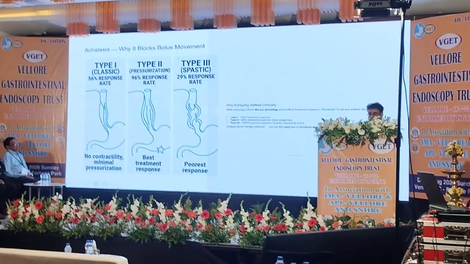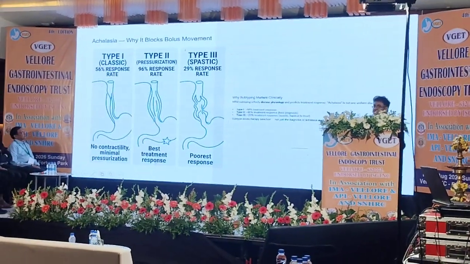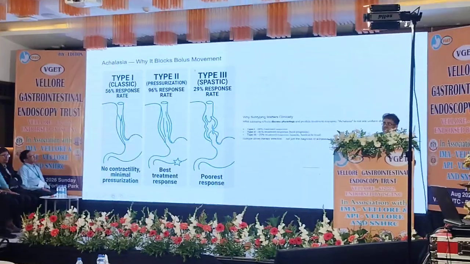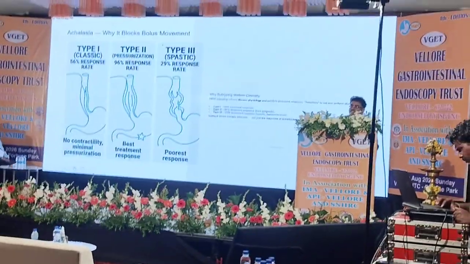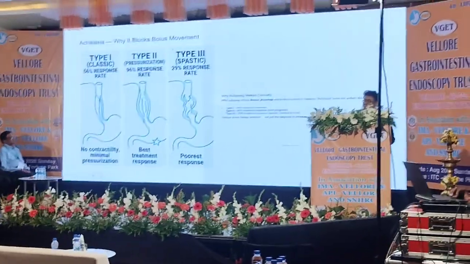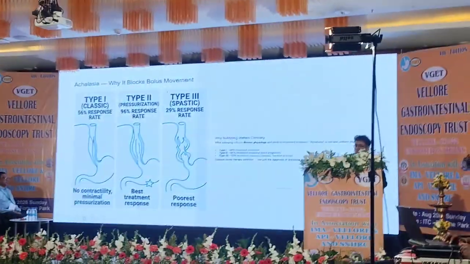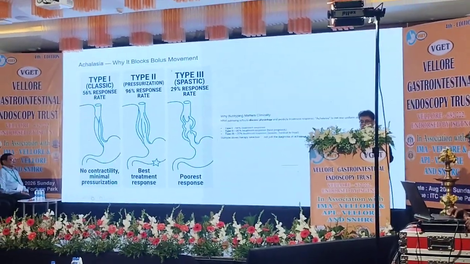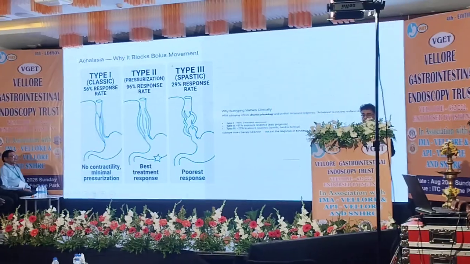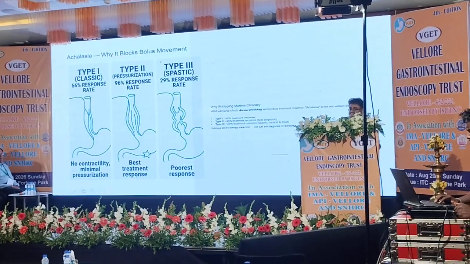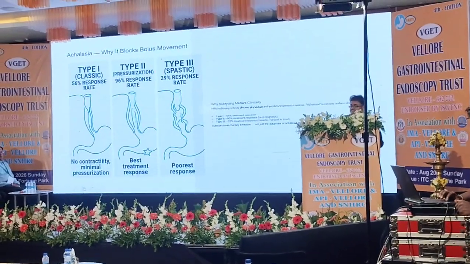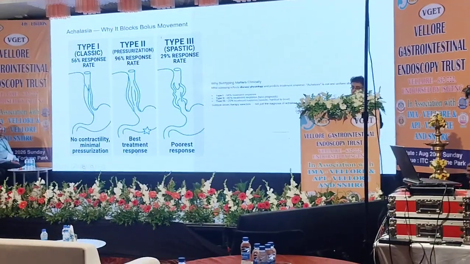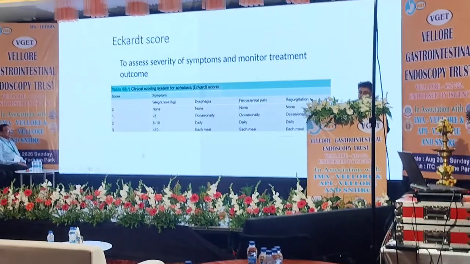As I already discussed in this picture, type 2 will be the more common scenario. The response rate to the treatment will be very good even if you do various modalities of treatment like laparoscopic Heller myotomy, or if the patient goes for POEM, as well as medical therapy. The response rate to the treatment will be good in case of type 2, and the poor response will be in type 3 if you look into this achalasia picture.